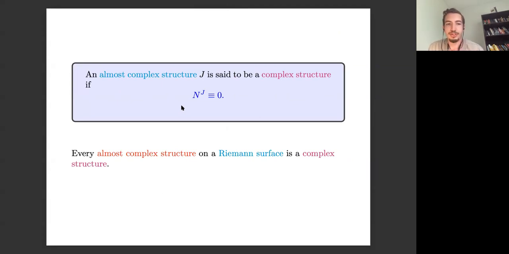Okay. So, an easy exercise to show that every almost complex structure on a Riemann surface, basically the only plane you have is U and JU, for instance. And so if you plug that into the Nijenhuis tensor, that will just vanish identically. So if you have an almost complex structure on a Riemann surface, it's going to be integrable.